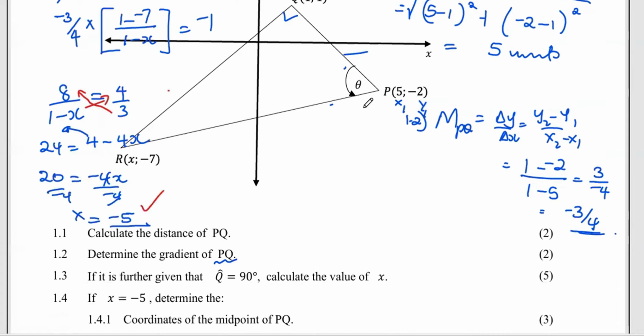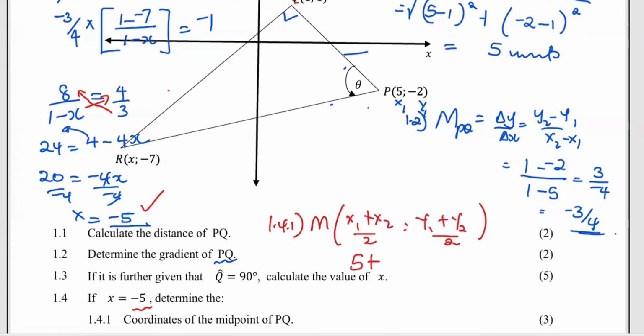All right, then 1.4, if x is negative 5, so they are confirming it. Can we get the coordinates of the midpoint of PQ? So if this is PQ, we know that midpoint is given as x1 plus x2 divided by 2, y1 plus y2 divided by 2. So let's do the substitution. So our x1 is 5 plus the x2, which is 1, over 2. Our y1 is negative 2 plus 1 divided by 2.